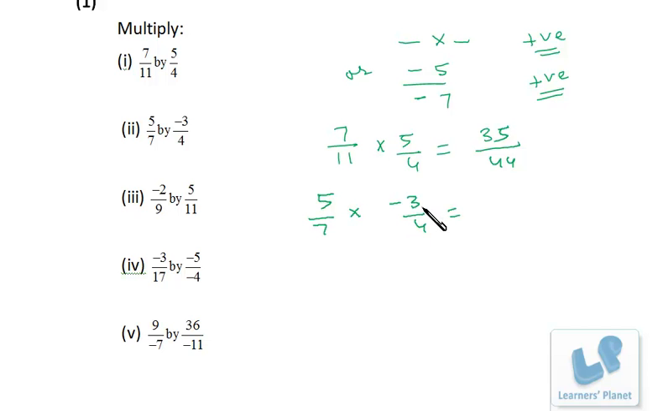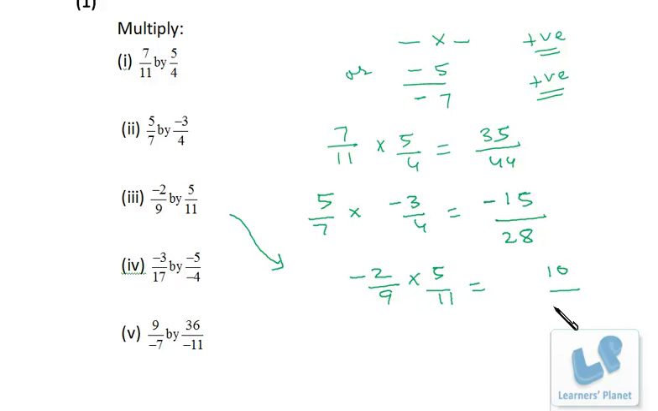Further, there are no common factors between numerator and denominator. So multiply numerator as it is. 5 into 3 is 15. Take this minus sign into consideration. And 7 into 4, 28. Okay. Then this, it's minus 2 by 9 into 5 by 11. So 5 into 2, 10. 9 into 11 is 99. And this minus sign.